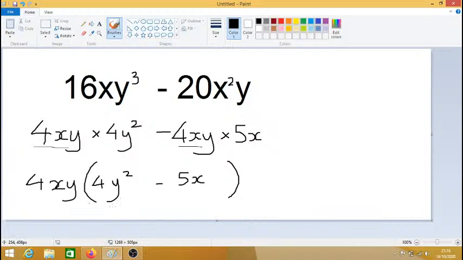And that's your factorized answer. You can check by multiplying it out. You've got the 4xy times the 4y squared. That's going to make the 16xy cubed. And then you've got the 4xy times the minus 5x. That's going to make minus 20x squared y, so everything looks good.